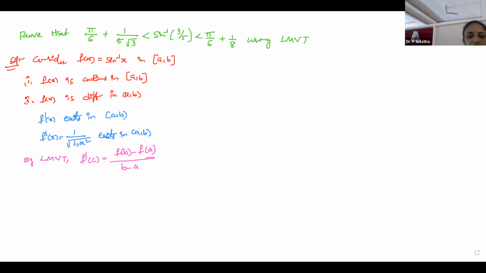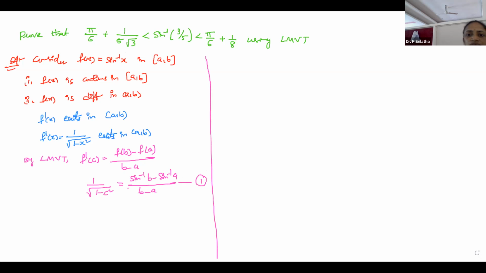f dash of x is 1 by under root of 1 minus x square. So instead of x, we have to write c, right? So that means 1 by under root of 1 minus c square is equal to... f of x is sine inverse x. Then f of b is sine inverse b. So this is sine inverse b minus sine inverse a divided by b minus a. Okay, let us consider this is equation 1.